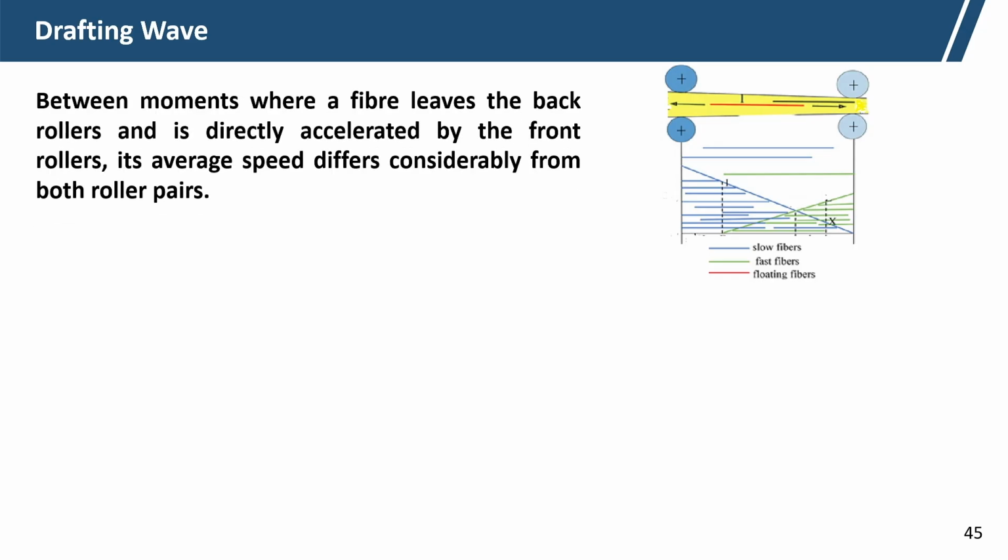Between the moment where the fiber leaves the back roller and is directly accelerated by the front roller, the average speed differs considerably for both pairs. So, what happened is that the average speed of these fibers will differ; the speed is not constant.